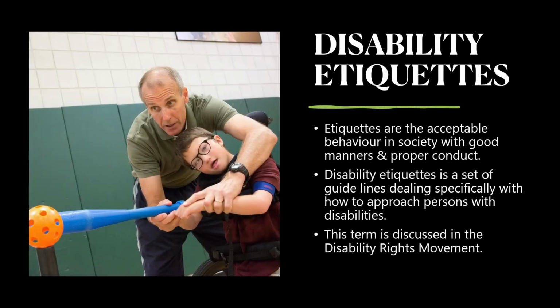Disability etiquettes. Etiquettes are the acceptable behavior in society with good manners and proper conduct. Disability etiquettes is a set of guidelines dealing specifically with how to approach persons with disabilities. This term is discussed in the disability rights movement.